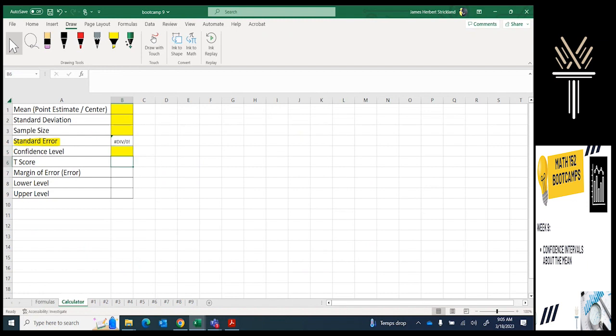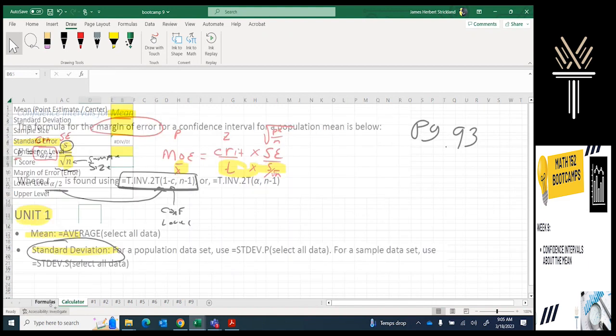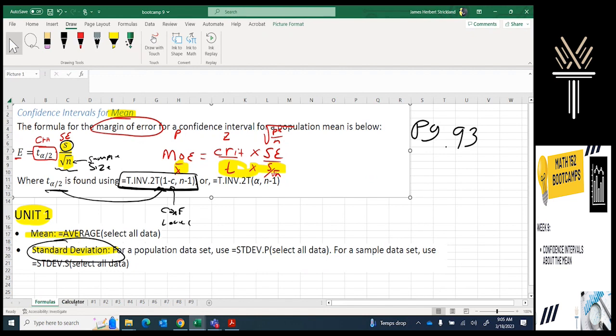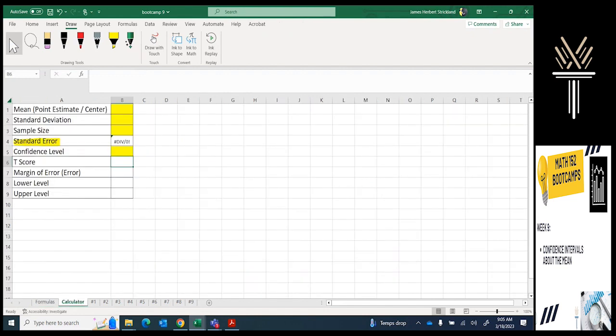And then we need our t-score, which is our critical value. We're talking about the t-distribution, and you'll learn how the t-distribution looks and works and all that in class. I'm just showing you how to set up the calculation. So again, the t-score is just this formula right here, the t dot inverse 2t and all that stuff. And so let's do it.